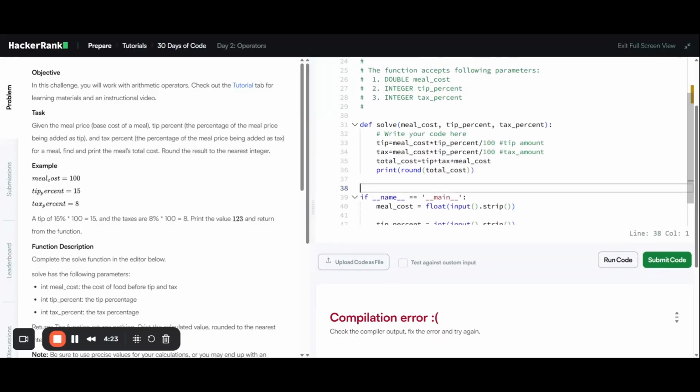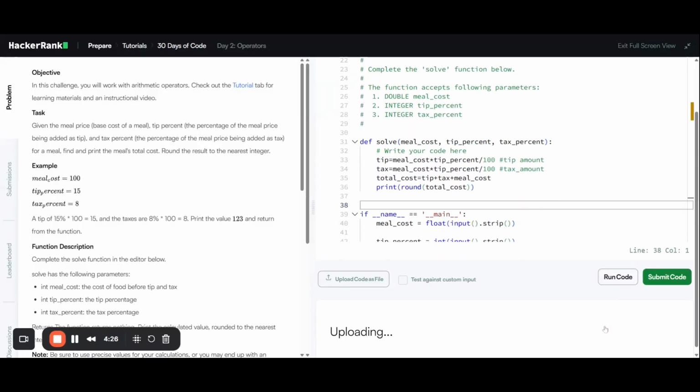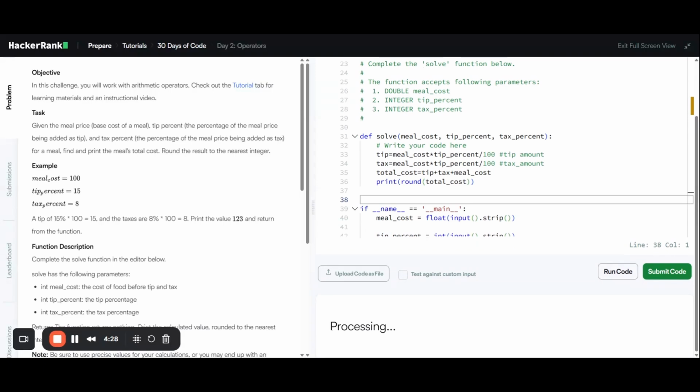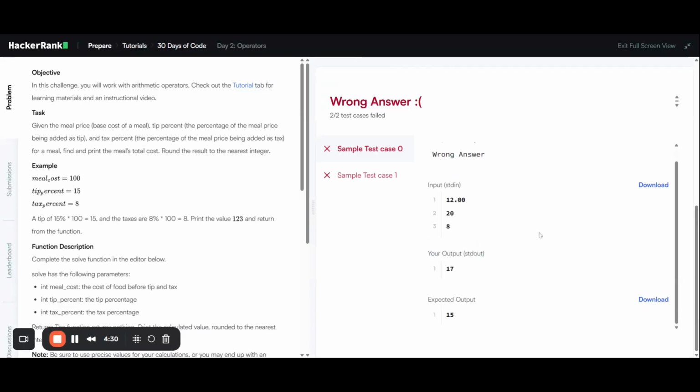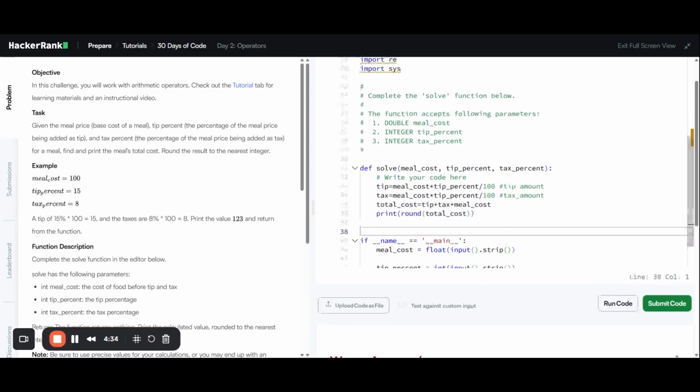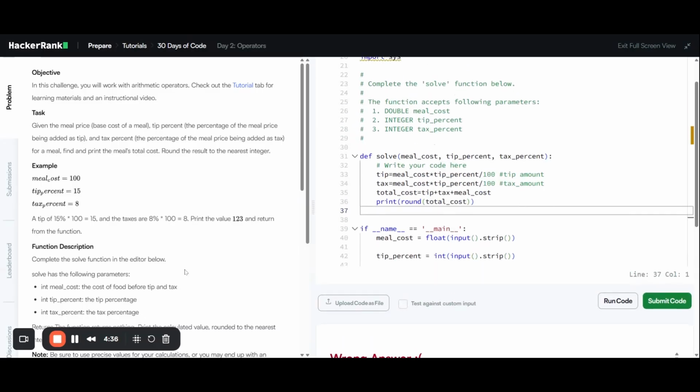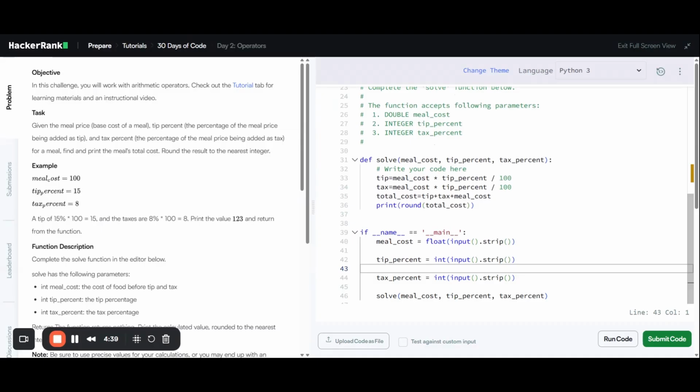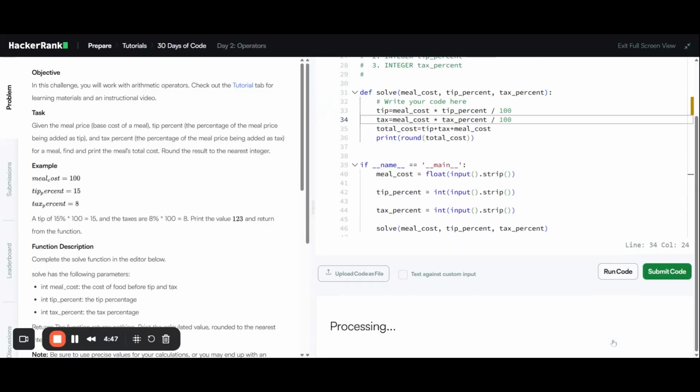Let's run the code and check the output. Yeah, we got some error here. For the tax amount we need to use tax percent, not tip percent. Let's run the code again.